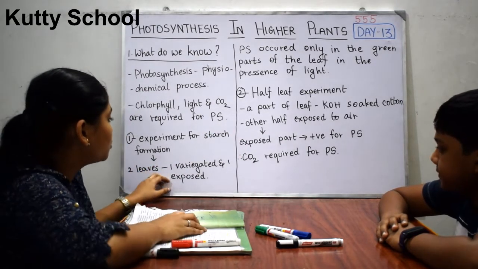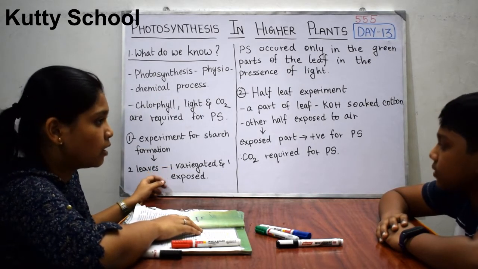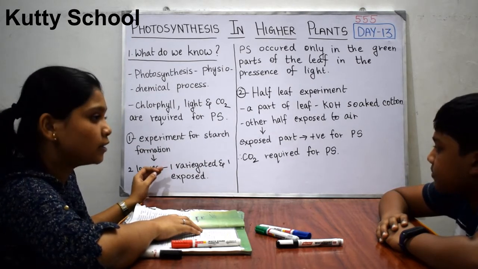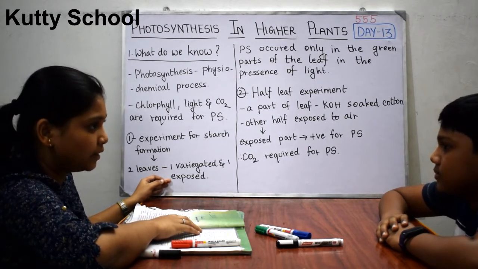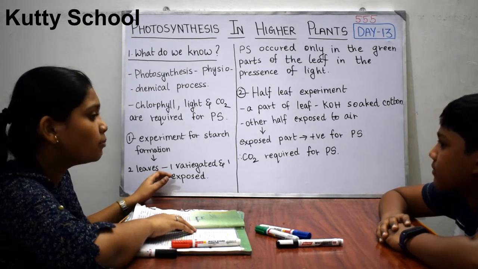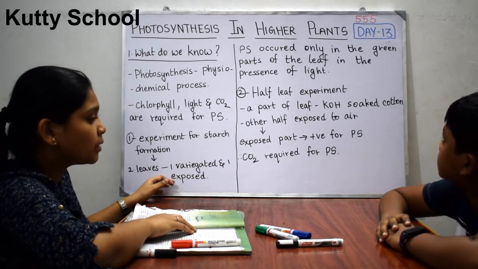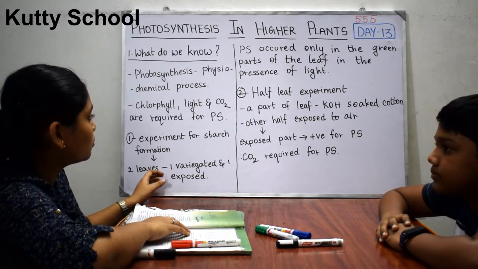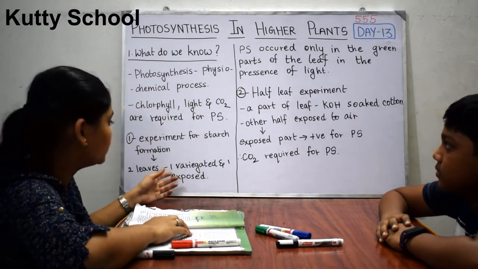Two leaves are taken generally. One is a variegated leaf, which is a partly covered leaf, and one is an exposed leaf, exposed to light conditions. Here photosynthesis occurred only in the green parts of the leaf in the presence of light. So we conclude by this experiment that both chlorophyll and light are essential for photosynthesis.